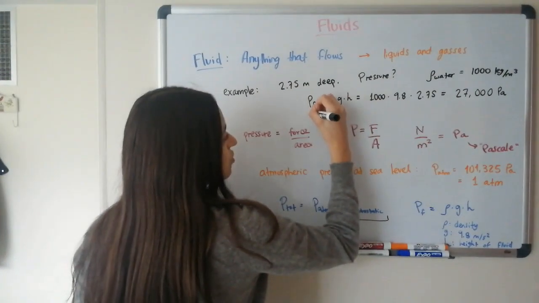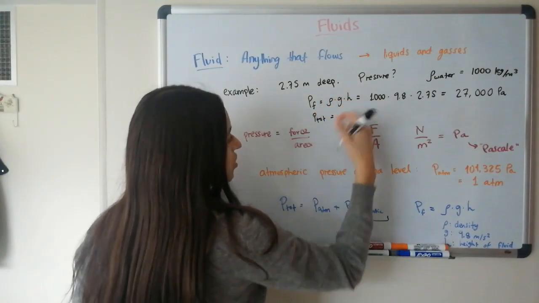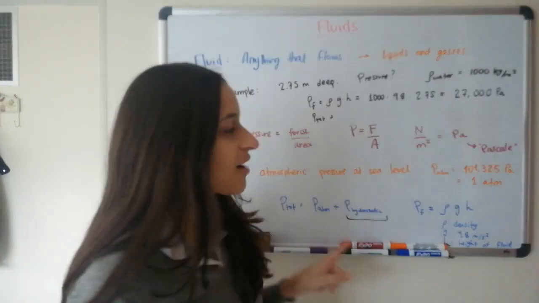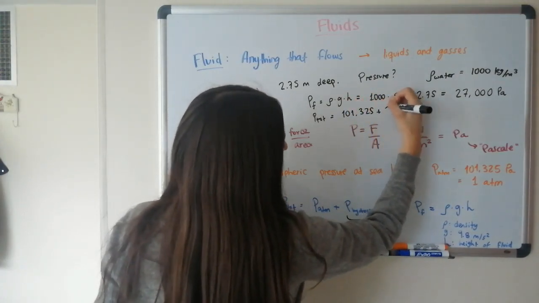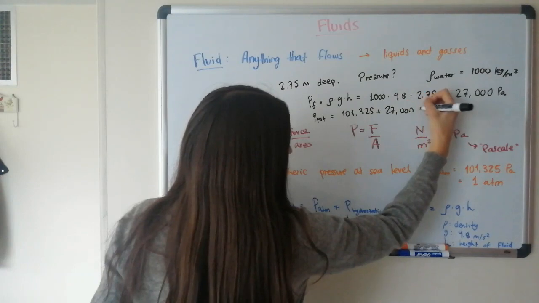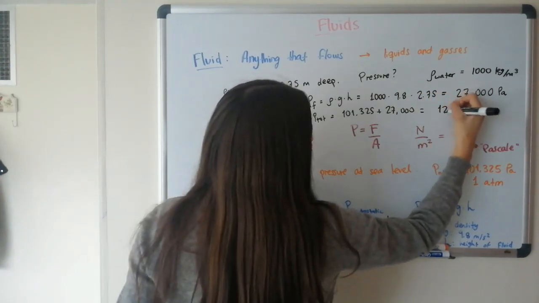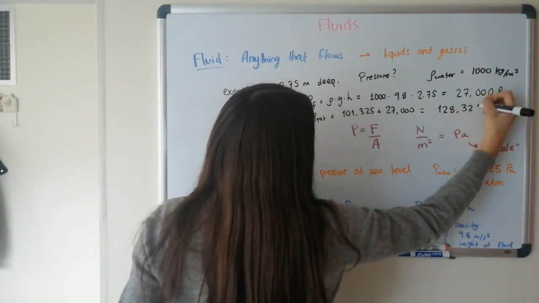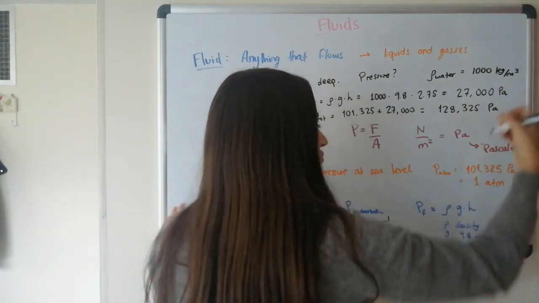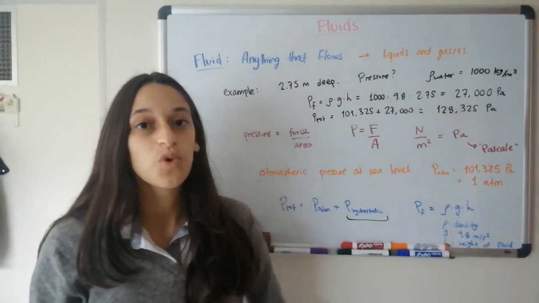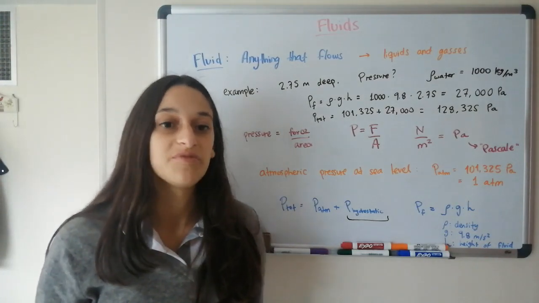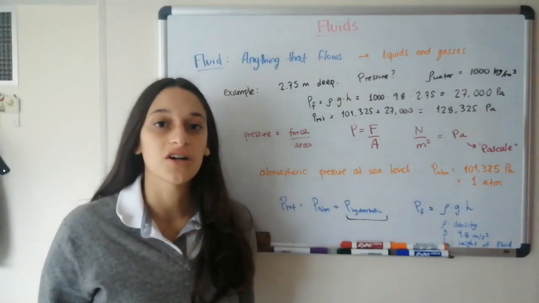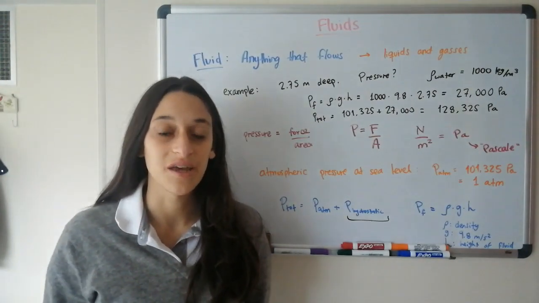So if we want to find the total pressure that we're under, we have to add that to the atmospheric pressure, which is 101,325. So 101,325 plus 27,000, we're going to be under 128,325 pascals of pressure. So it's quite a bit. It's like 1/4 extra of the atmospheric pressure on top of you just for being a couple of meters underneath the pool. Now let's talk about buoyant force, fuerza empuje.